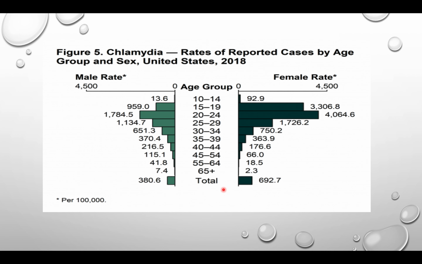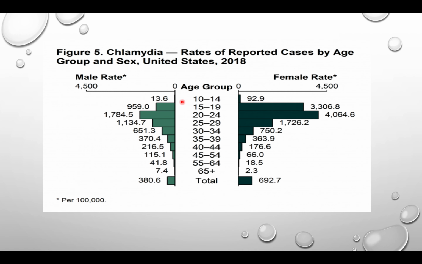As you see, from age 10 to 14 for male, it is really kind of high, I would say it's high. It is about 13.6 thousand already. And for females, we see it's 92.9.